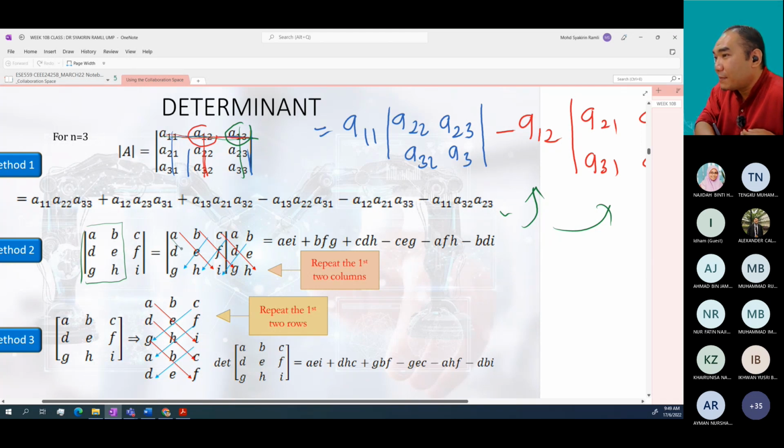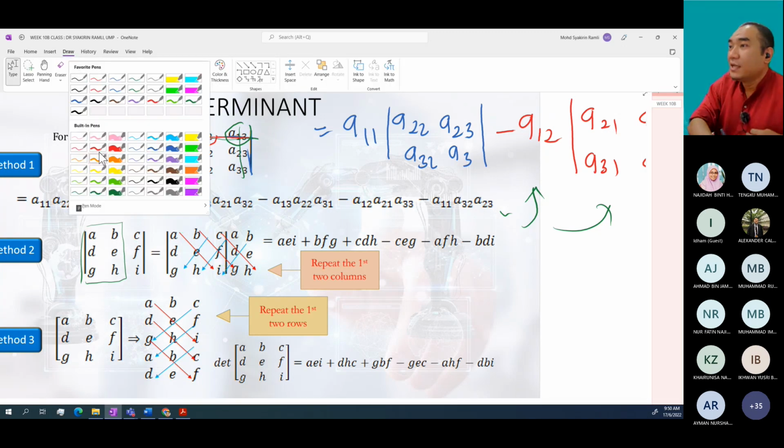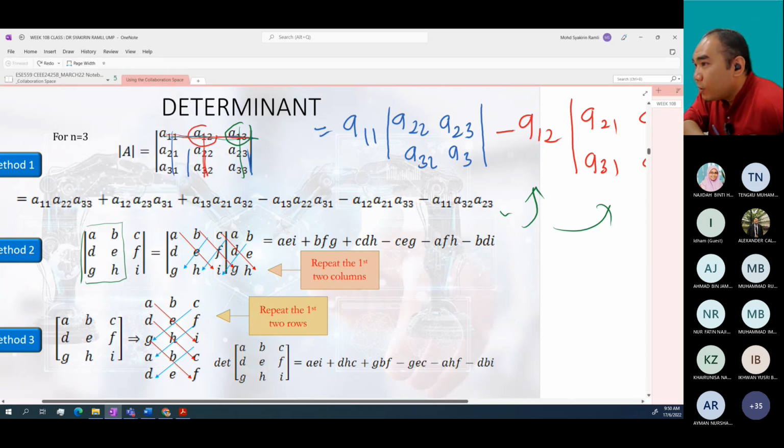Okay, we got A darabkan dengan E, darabkan dengan I. Pluskan B, darabkan dengan C. Let me use another color to avoid confusion. We got A darab E, darabkan dengan I kan? Tambahkan dengan B, darabkan dengan F, darabkan dengan G. Dan kemudian kamu akan ada C darabkan dengan H, darabkan dengan D. C times D times H.